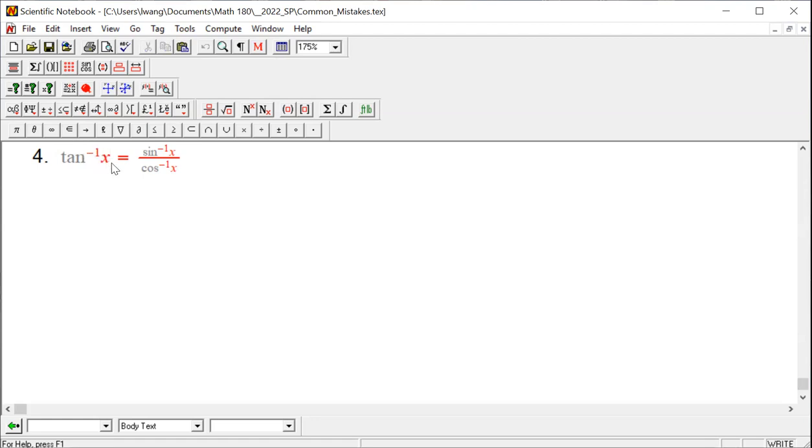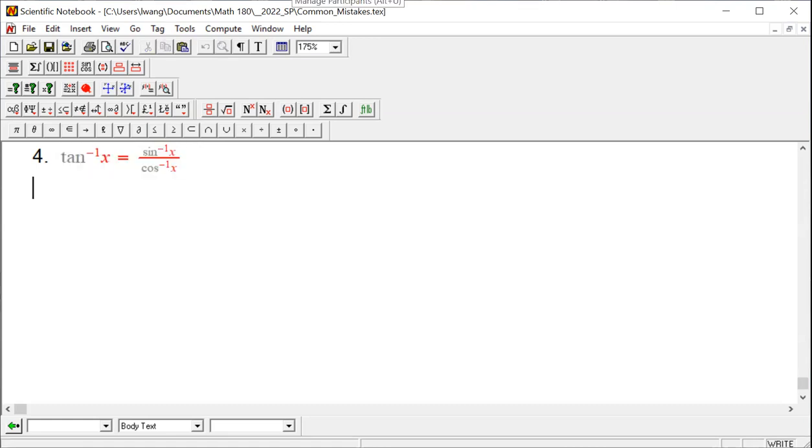Well, what is the domain for arctangent? It's from negative infinity to positive infinity. And what's the domain for arc sine? From negative 1 to positive 1. The domain for arc cosine is negative 1 to positive 1. And sure, we can require arc cosine not equal to 0, but still, this is a terrible mistake.